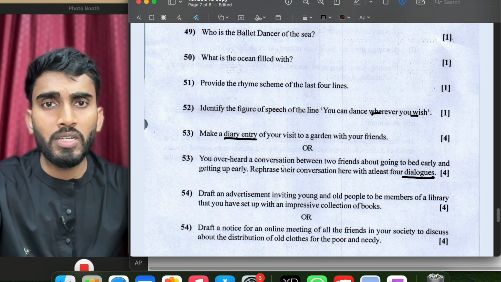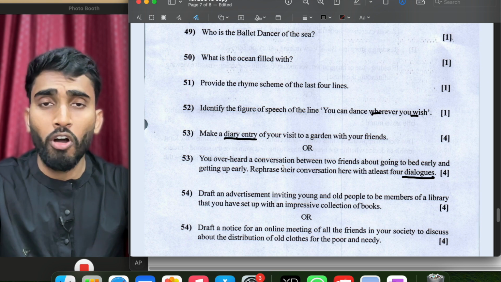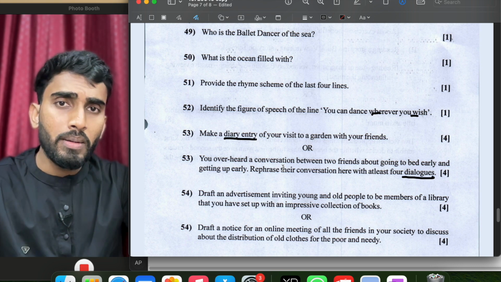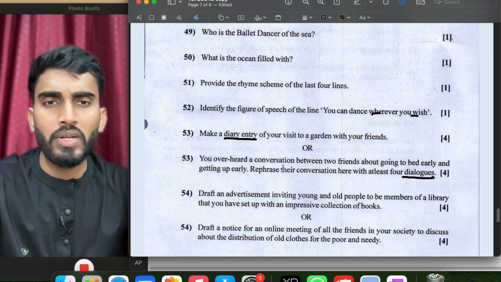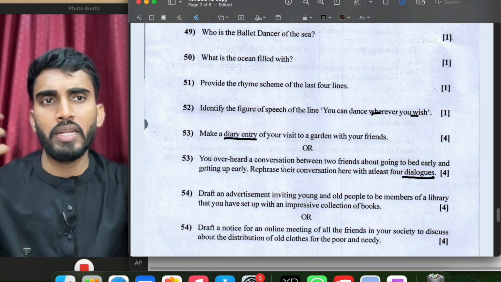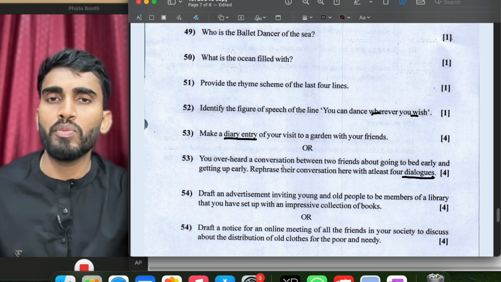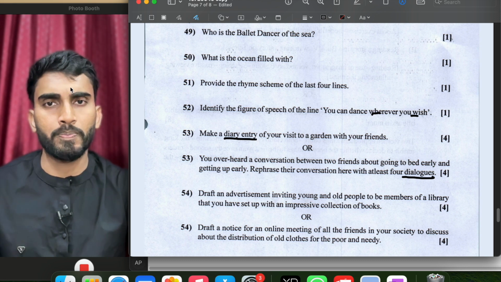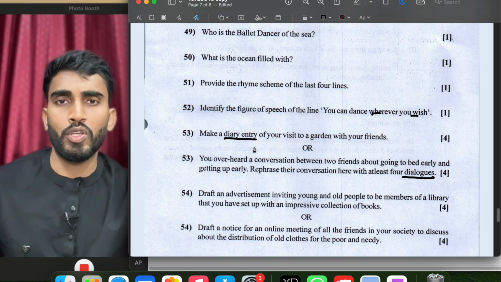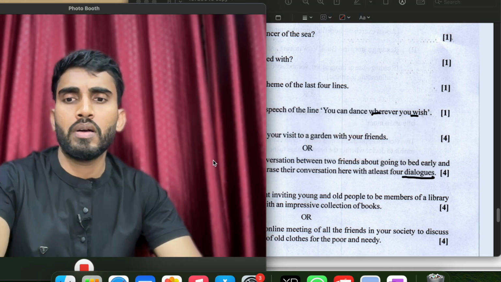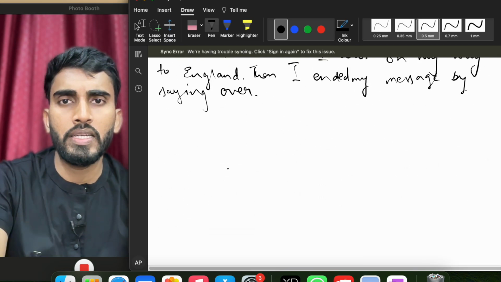You must know the concept of both the questions. I feel you must know the basics and the format of both, and you have to decide based on the topic given. You must think about which topic you can think deeply about, be creative and write good thoughts. Based on that, you will choose either to write a diary or a dialogue. Let us discuss both. Here it is written: make a diary entry of your visit to a garden with your friends. So we'll write here, answer 53.